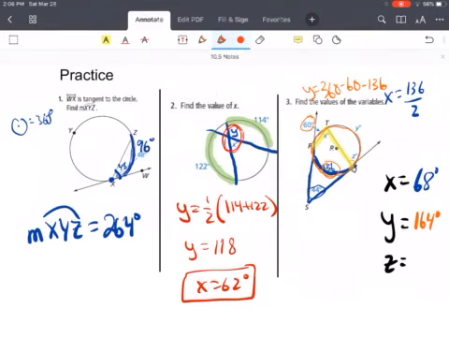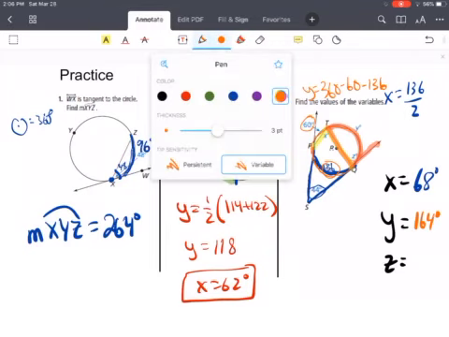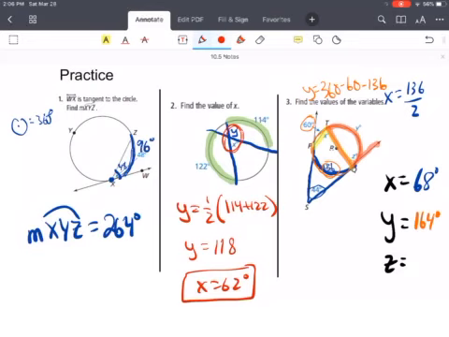Then dealing with angle Z, it is made up of this tangent and this chord. So it's got to be equal to half of that arc of Y. So Z has got to be equal to 164 divided by 2, which is 82 degrees.